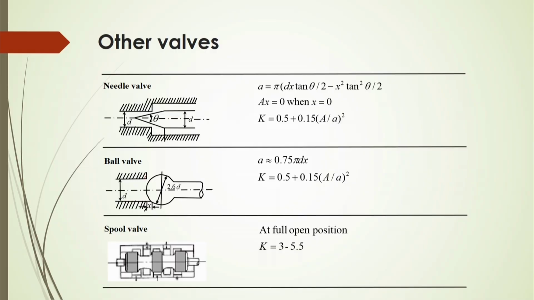Similarly, for the needle valve there is also a relationship to calculate the loss coefficient, given here. For the ball valve, K equals 0.5 plus 0.15 into (a by A) whole squared. For a spool valve, K only changes within the range of 3 to 5.5, so you have to take it suitably whenever you design the spool valve.